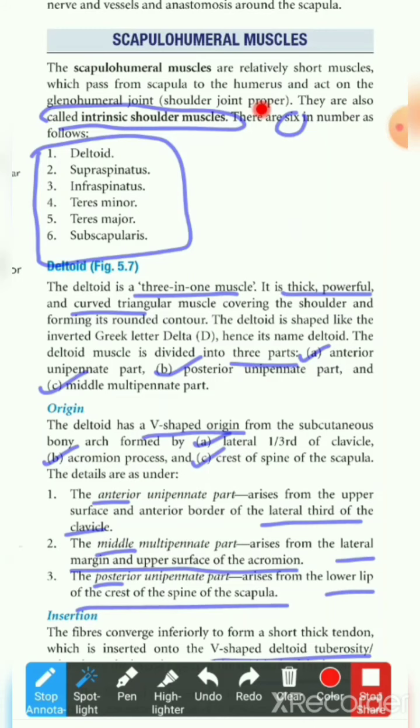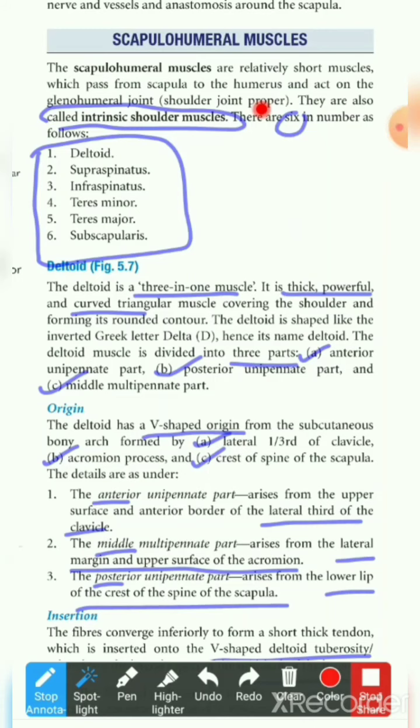It is a 3-in-1 muscle. It is a thick, powerful, curved triangular muscle which covers the shoulder and forms its rounded contour. If you see the lateral part of the shoulder, this muscle is situated there and it forms the actual contour or shape of the shoulder. It has 3 parts: the anterior part, which is unipennate, the posterior part, which is also unipennate, and the middle multipennate part.